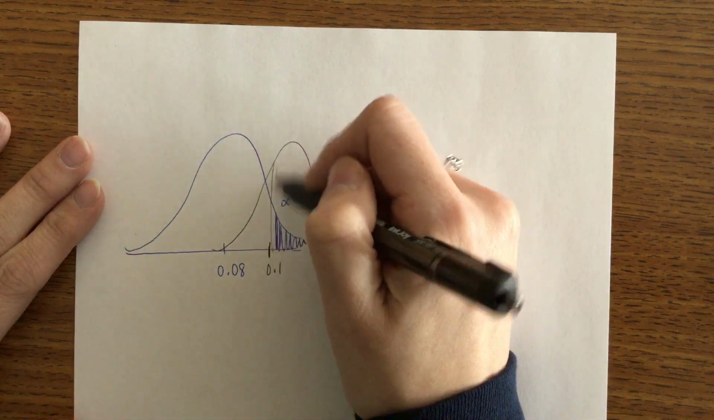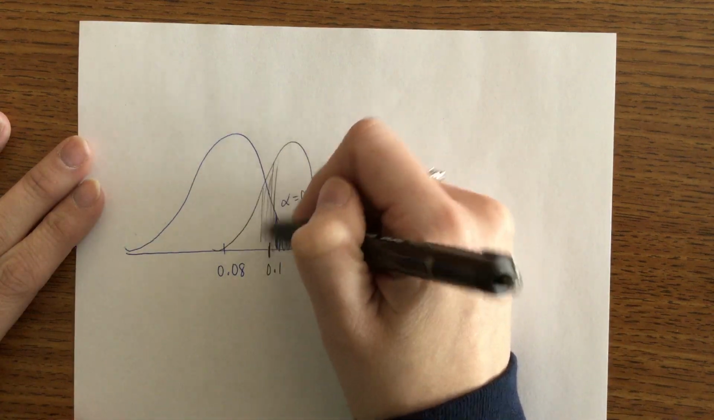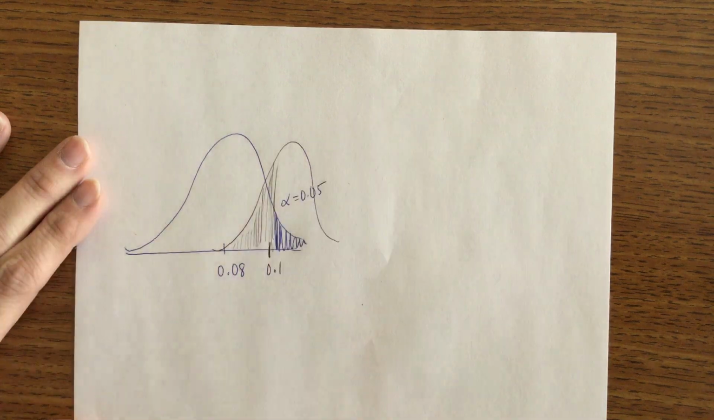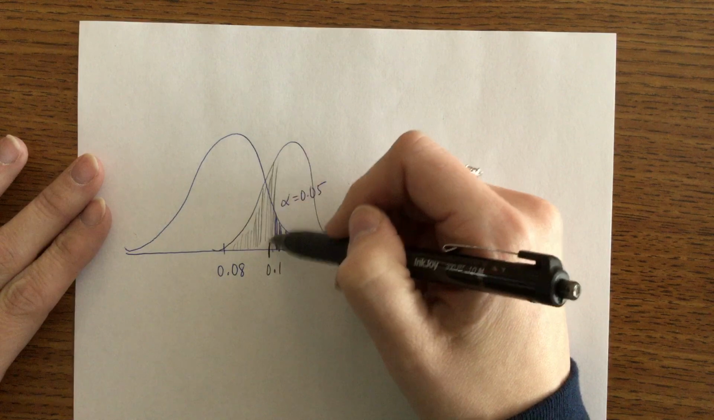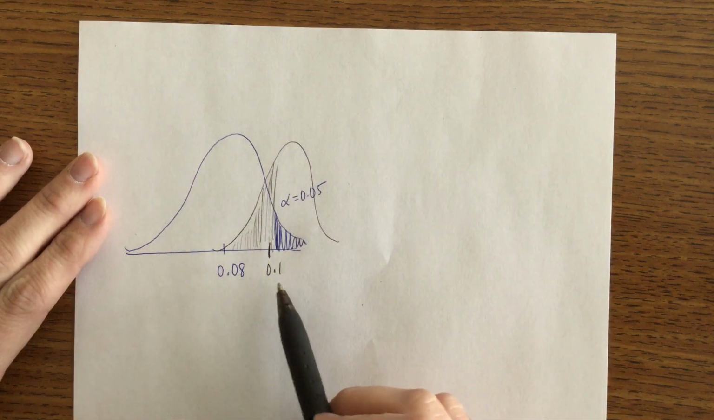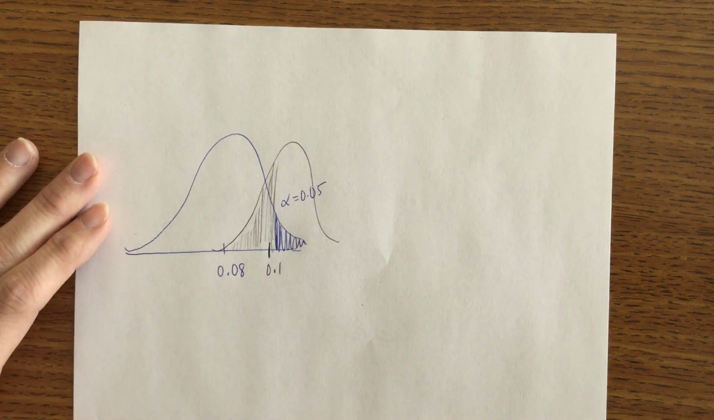Okay. These are all of the samples that I could take where I would fail to reject the null, which would be the wrong decision. So these are all of the samples where this is the true proportion, but I still fail to reject the null.